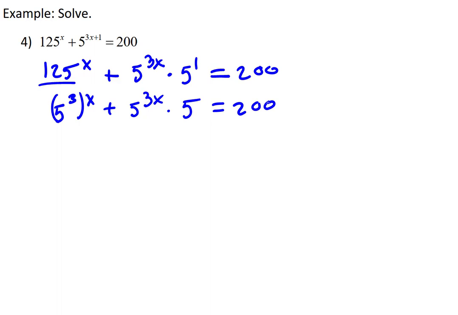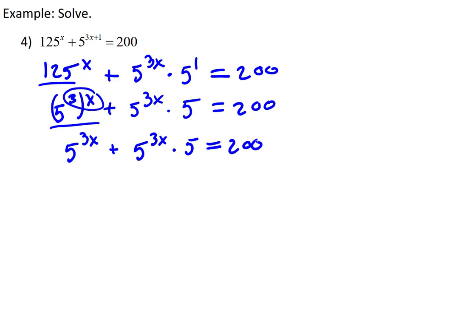Well, let's also observe something else that's going on here. If I simply rewrite this one more time, but in the left side where I have 5 cubed to the x power, let's write that as just 5 to the 3x power, which is really what it is, right? You'd be multiplying these powers together if they're right next to each other like that. And then if I continue, this is really plus 5 to the 3x times 5 equals 200.